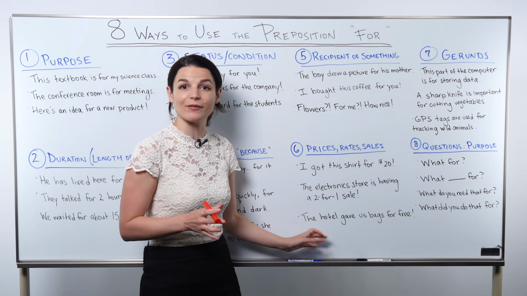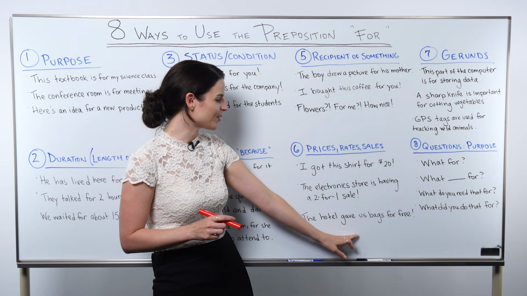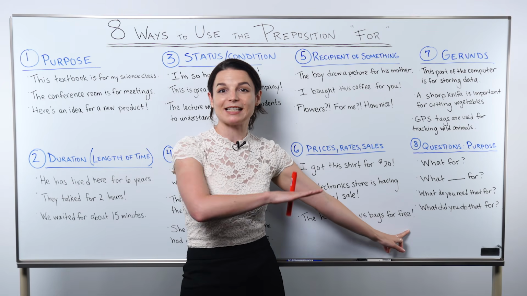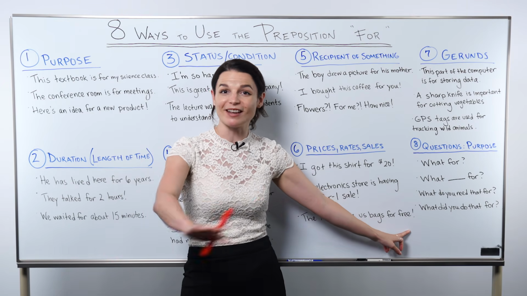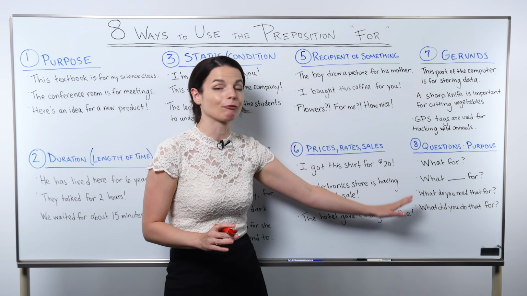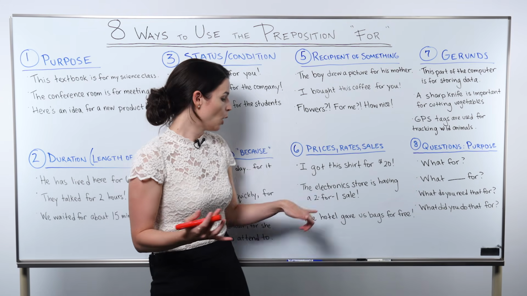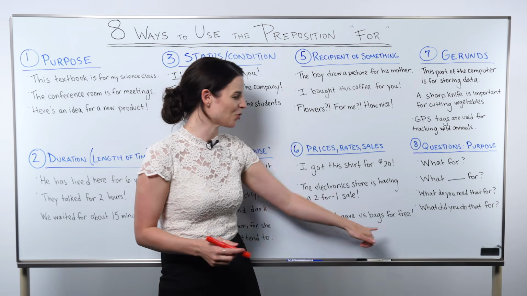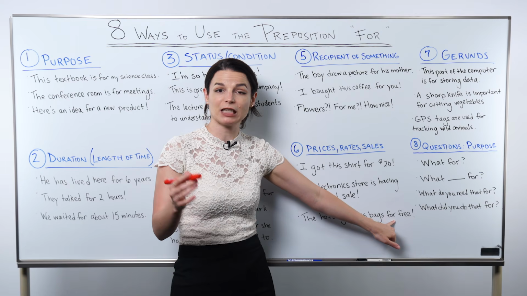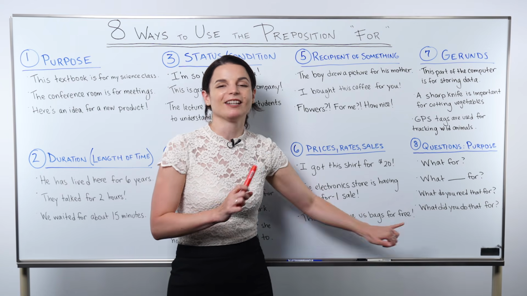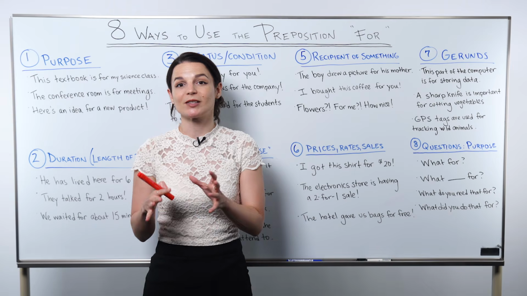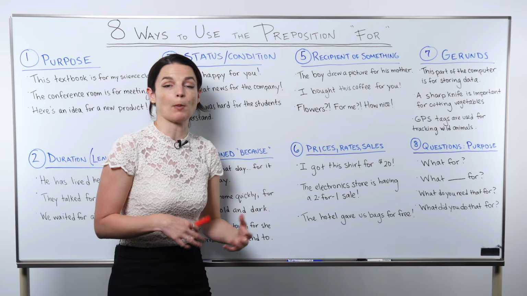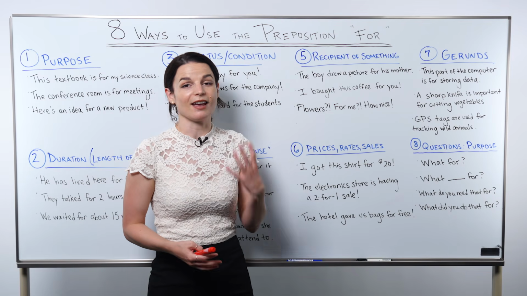The hotel gave us bags for free. So when something costs $0, when something costs nothing, we express that with free, right? Something is free. When you want to talk about something you received for no money, you use for to do that. We got this for free. She got that for free. So use for to describe those things that cost nothing as well. So you can use for in this way to talk about prices, rates, sales, and so on.